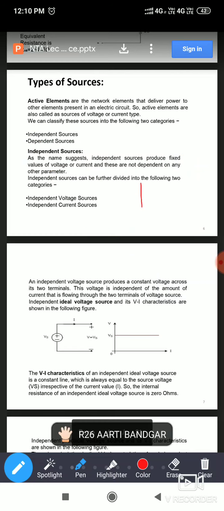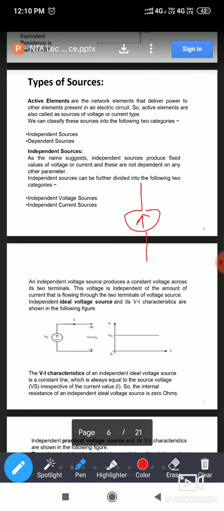Similarly, if a current source is there, it is shown by a circle and arrow. The arrow indicates the direction of current flow. Suppose this is 3 ampere. This is called an independent current source. The symbol is very important to identify which types of sources are present in the given circuit or network.